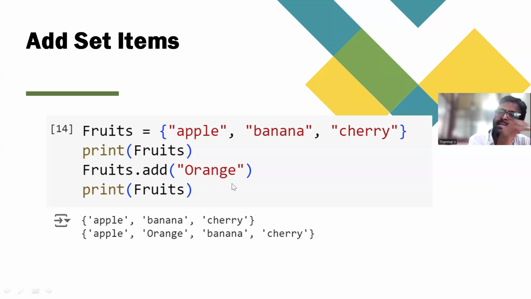And how do we add a new element into the set? So, fruits dot add. You have to pass the element you want to add. Here I am passing orange, so that it is added. Now print fruits. What happened? Apple, orange, banana, and cherry. Right?